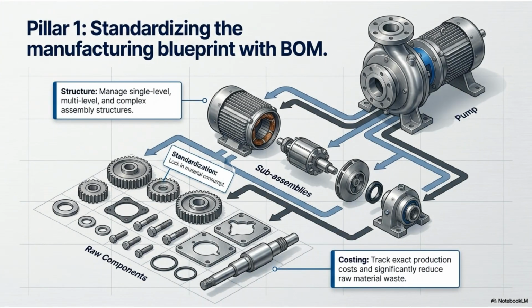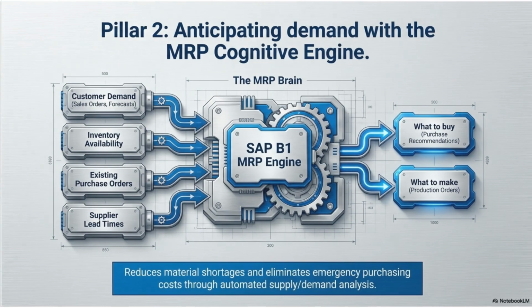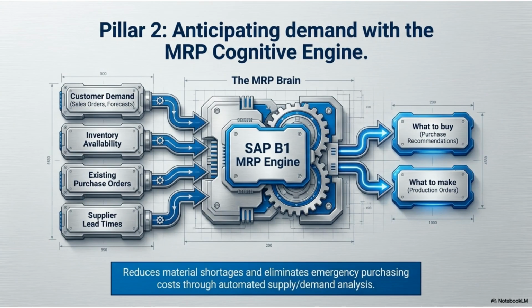Pillar 1 is standardizing the manufacturing blueprint with bills of materials. This allows you to manage complex assembly structures while tracking exact production costs. Pillar 2 is anticipating demand with the MRP cognitive engine. This automates supply and demand analysis, effectively eliminating emergency purchasing costs.